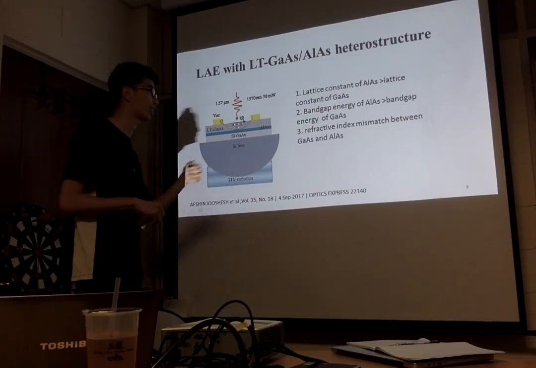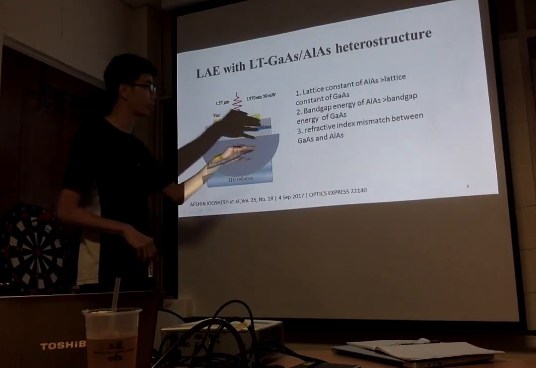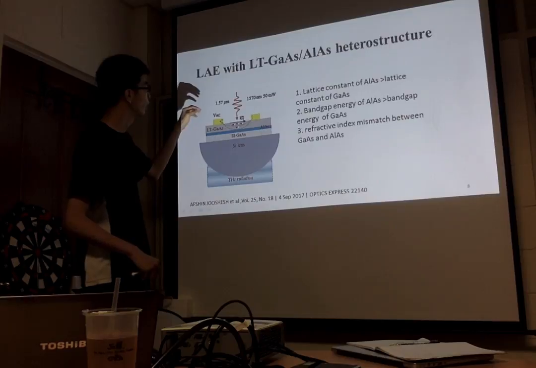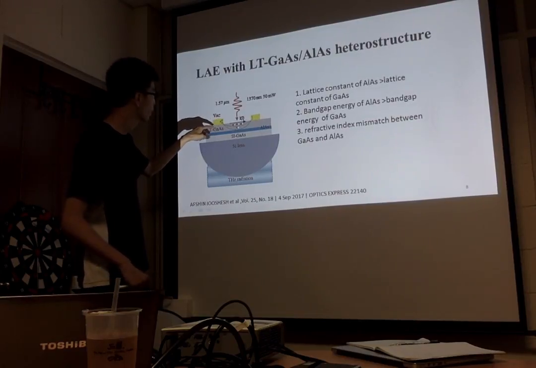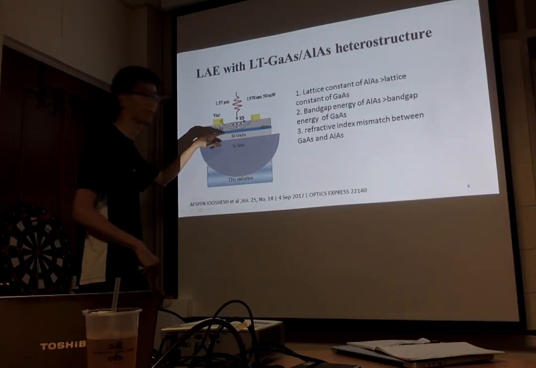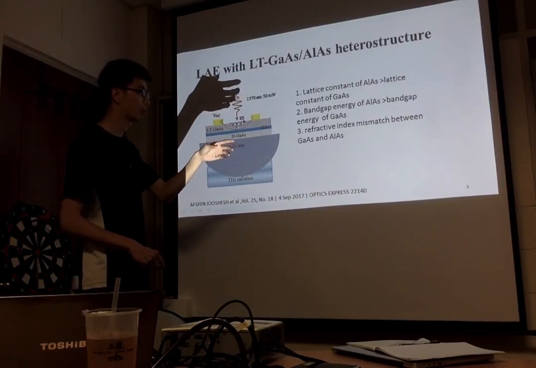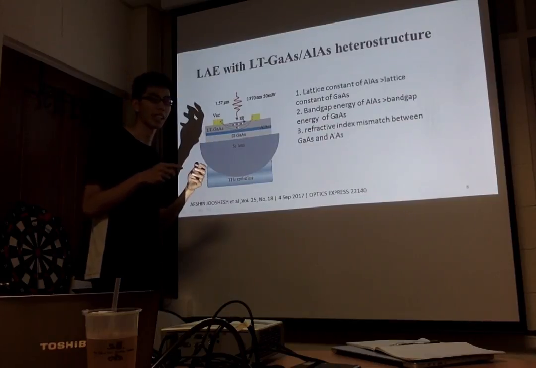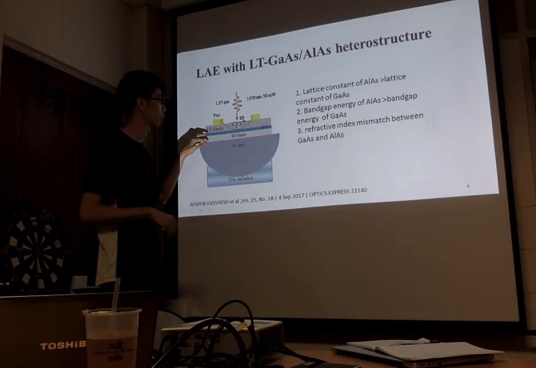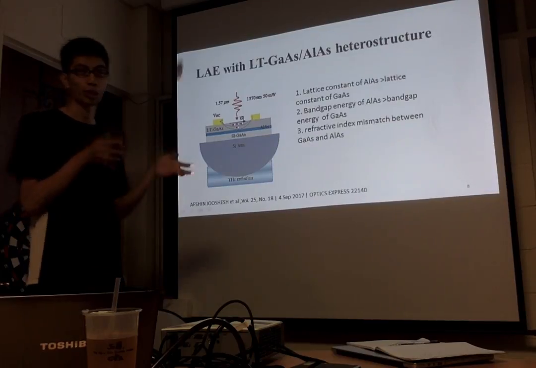And the third is, because of refraction in that method, the light inside here will reflect between the gallium arsenide side and the aluminum arsenide side at the interface. So the light can generate more carriers.